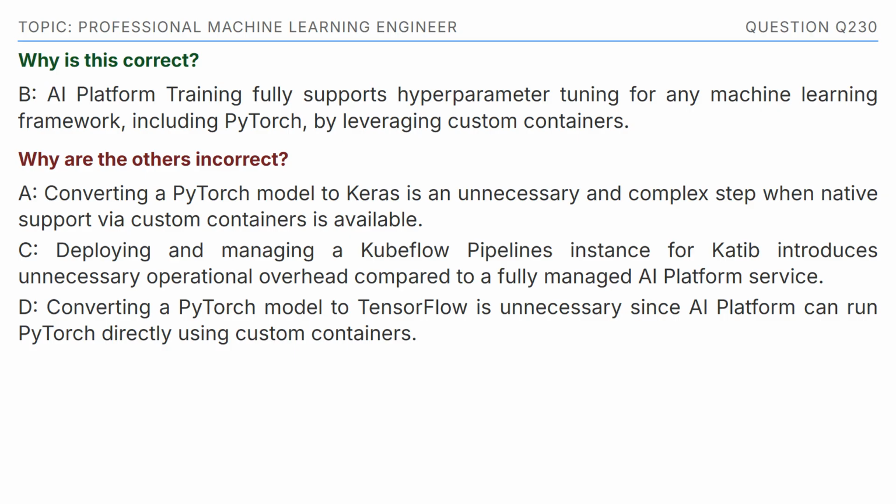Why are the others incorrect? A. Converting a PyTorch model to Keras is an unnecessary and complex step when native support via custom containers is available. C. Deploying and managing a Kubeflow Pipelines instance for KubeDB introduces unnecessary operational overhead compared to a fully managed AI platform service. D. Converting a PyTorch model to TensorFlow is unnecessary since AI platform can run PyTorch directly using custom containers.